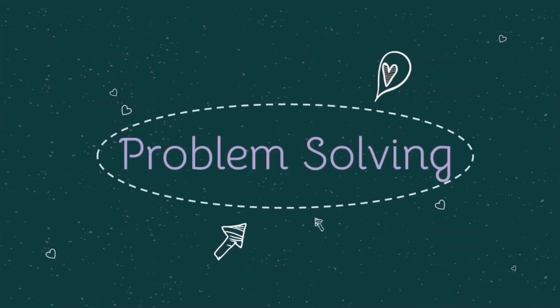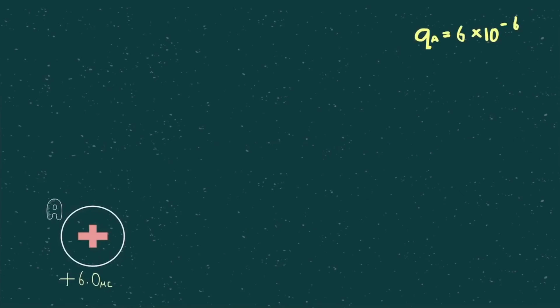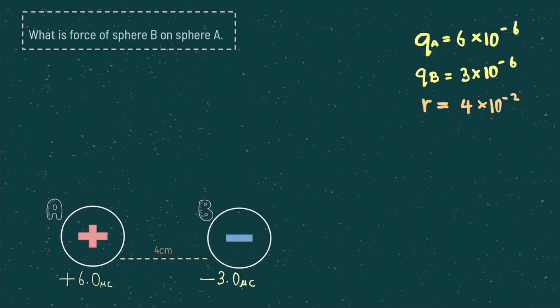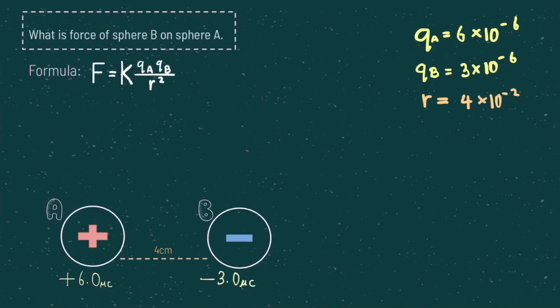Now let's solve the problem. So there's a positive charge of 6 microcoulomb, and there's a negative charge of minus 3 microcoulomb, and they are spread apart from each other 4 centimeters. And the problem asks, what is the force of sphere B on sphere A? So we need the formula to find the force. The formula is F equals k QA QB divided by r squared. And notice that the k has its own value, which is 9.0 times 10 to the power 9.